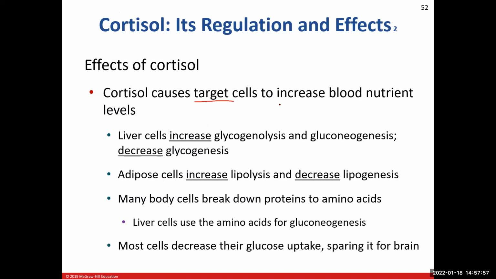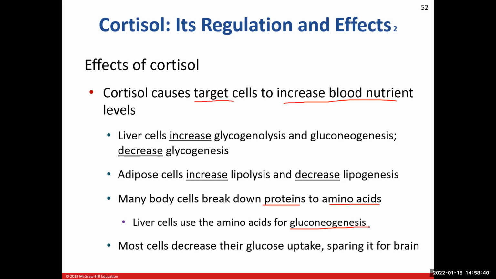So when we're looking at the effects of cortisol on the target cells, again, our end goal is to increase blood nutrient levels. I already went through what it does to the liver: it encourages the liver to release glucose into the bloodstream, and it decreases the storing of glucose. Adipose tissue, same thing: we're going to increase triglycerides into circulation and decrease storing triglycerides right now. And then we're going to break down our proteins through protein catabolism, because we want amino acids to build other things. In this case, we'll use those amino acids to make, you guessed it, more sugar.